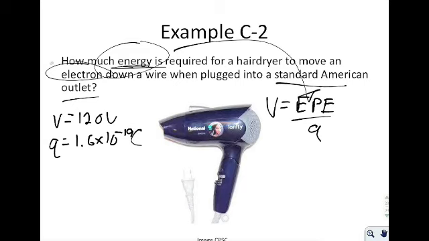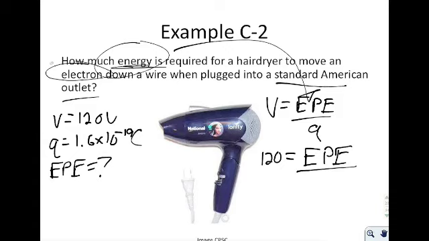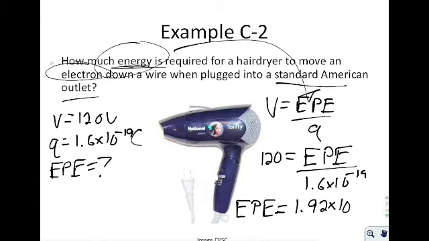So because of that, I can plug in, I would say, 120 equals EPE over 1.6 times 10 to the negative 19th. I forgot to say that EPE is what I was looking for. So the amount of energy stored or used when moving a single charge down a wire is just a very, very small value of 1.92 times 10 to the negative 17th joules.